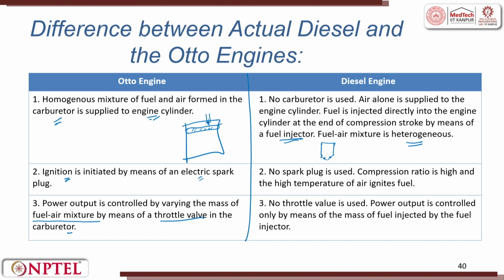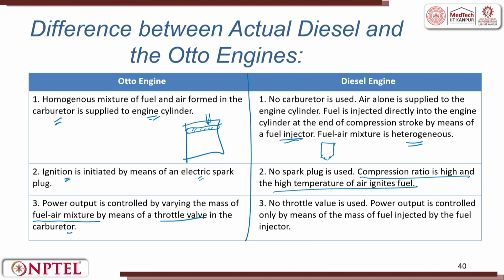So, here we do not use a spark plug. The compression ratio is high and the temperature of the air ignites the fuel. That is the difference. In petrol engines you have a spark plug; in diesel, we do not have a spark plug. So, no throttle valve is used. Here you used a throttle valve in a scooter or in a car, as I said. Here, no throttle valve is used.